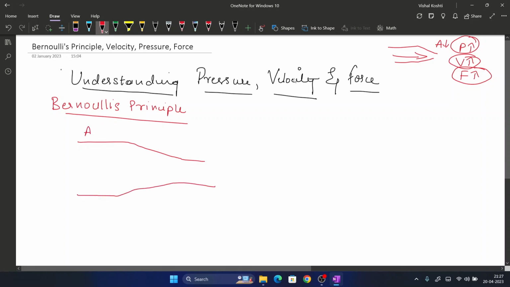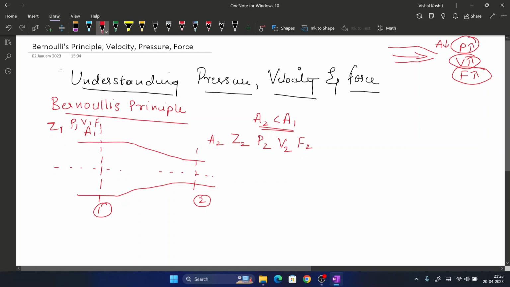Okay, we have area A1 at this point. Say this is point 1. And this is point 2 where we have area A2. Here A2 is less than A1. So at point 1, say we have a height of datum, that is, when we take a horizontal line, we have a datum Z1. And we have a pressure P1, a velocity V1, and a force F1. Similarly, we have Z2, the datum from the horizontal line, P2, the pressure, V2, the velocity, and F2, the force.